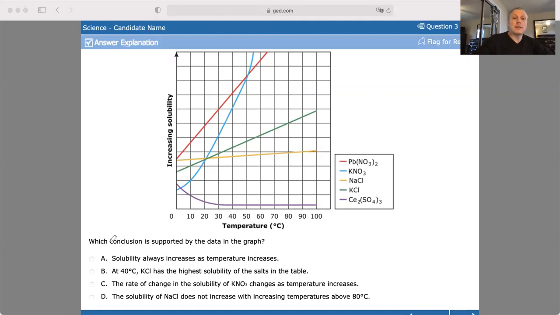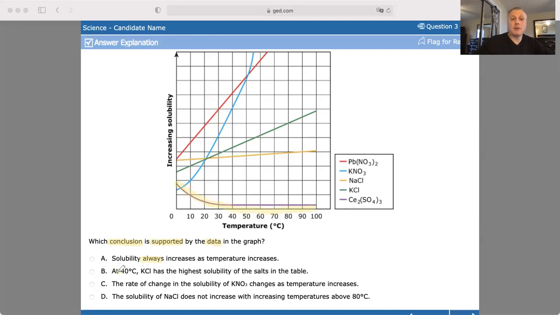So now let's check the data. It says conclusion, right? Meaning let's find out, what can we see? What do we see in this picture? It says which conclusion is supported by the data in the graph. And supported meaning it's true, it's a good answer. So option A says solubility always goes up as temperature increases. Always. Almost, right? It did go up for all of them except for this one right here. So that's why we cannot go with that.